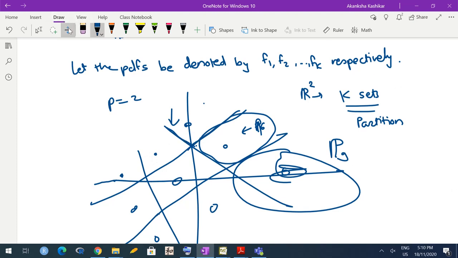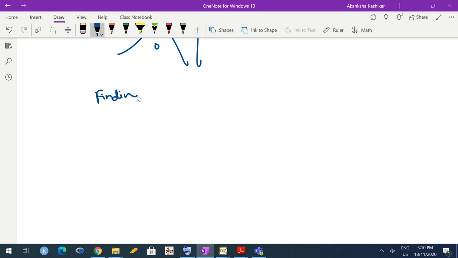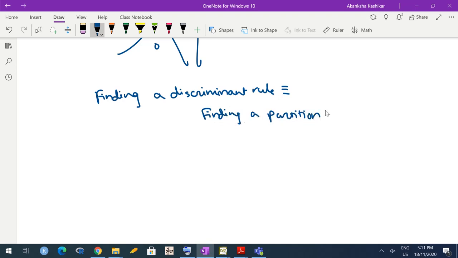In general, this can be extended to the p-variate case also. Right now I wrote bivariate so that we could draw a picture, but this can be extended to the p-variate case. So finding a discriminant rule is nothing but finding a partition. Finding a discriminant rule is equivalent to finding a partition of R^p.